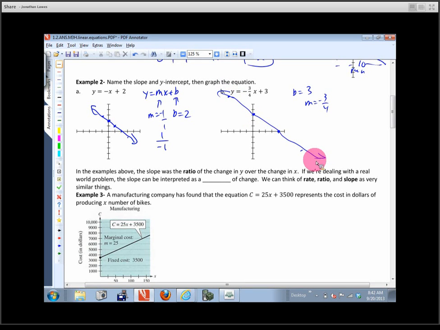For some reason, my lines are more crooked when I draw on here than when I do it on the board. Okay. Any questions? We going too fast, or is this okay?